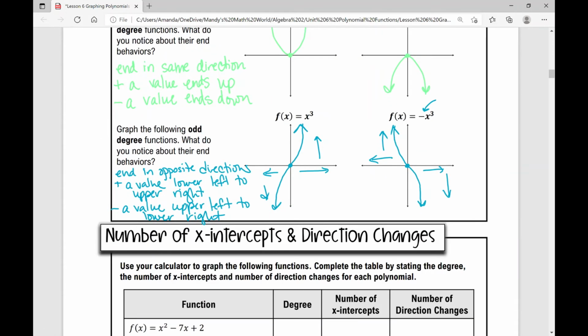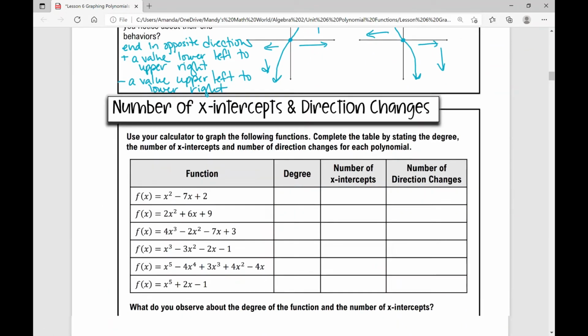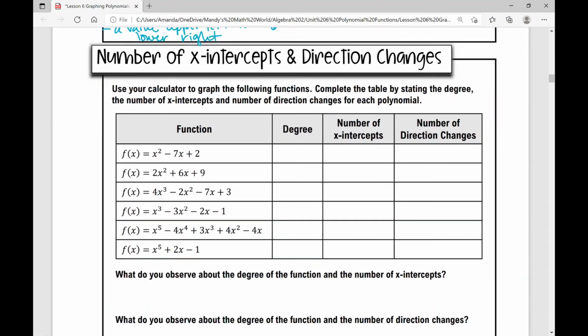So we just need to make sure that we really get how we describe the end behaviors. You know, we're precise in describing that. So now let's move on to the number of x-intercepts and direction changes that you'll see with different polynomials.